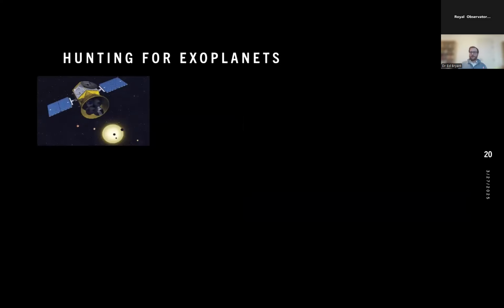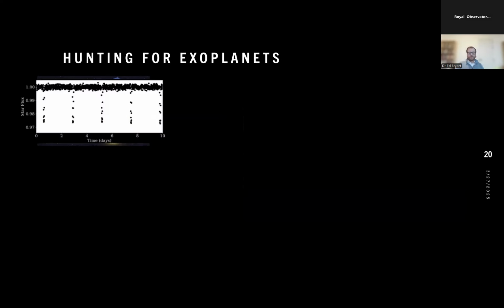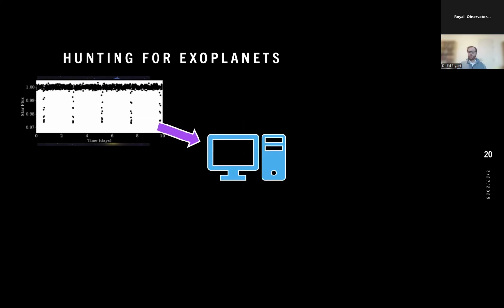So how do you find these planets? Well, exactly what do you do? What is the pipeline and process for hunting for these planets? So I start off with my light curves from TESS, and then I pass these through computer programs and computer algorithms. I could look through these by eye, but that would be very time consuming and it would take far too long. I would still be looking through them now.